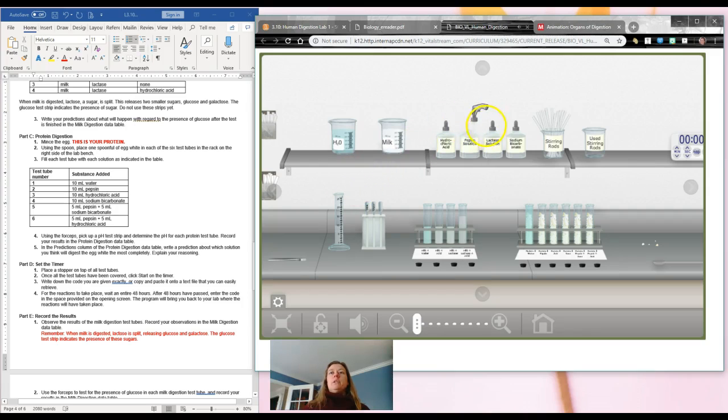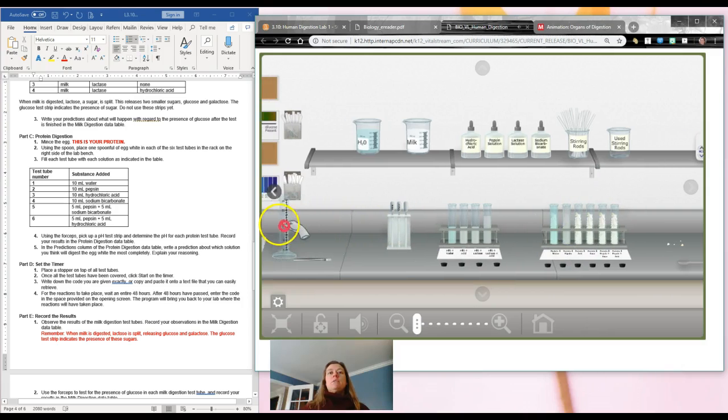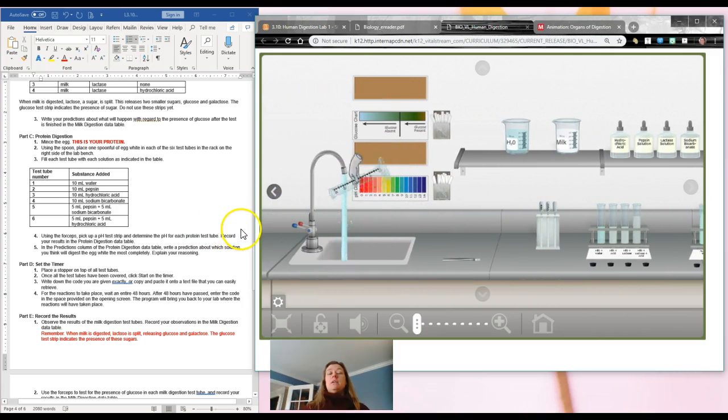All right, put that back. Then this goes in the second tube. Now I have to rinse this because I've contaminated it with pepsin, and I don't want to put pepsin in my next one because that's supposed to have hydrochloric acid. So I take hydrochloric acid, and it looks like 10 mils.